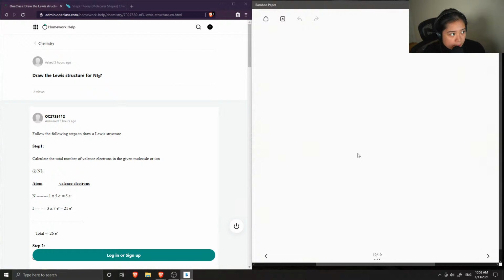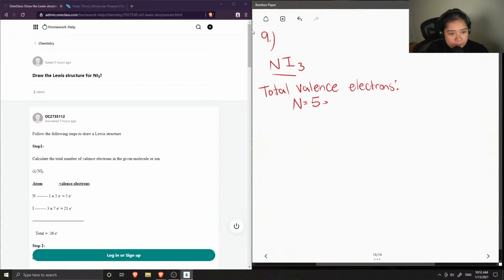Okay, so question number 9. This asks to draw the Lewis structure for nitrogen triiodide. So first, let's find the total number of valence electrons in this molecule. Nitrogen contains 5 valence electrons, and iodine contains 7. And we have 3 iodine atoms, so we multiply this by 3, and we get a total of 26 valence electrons.